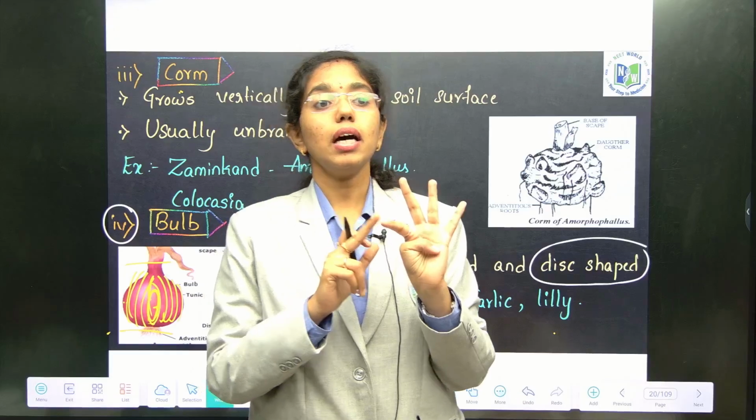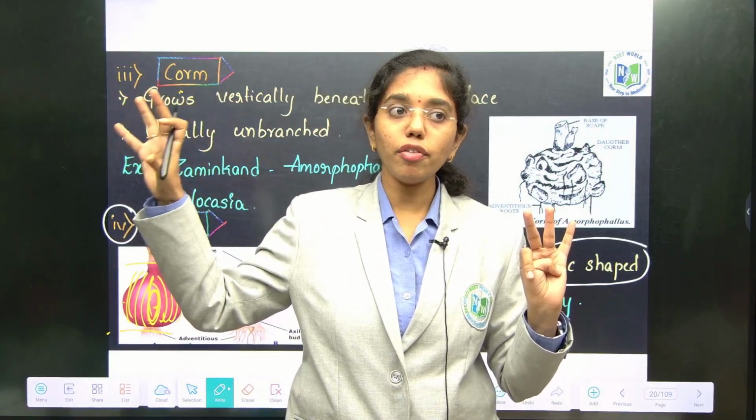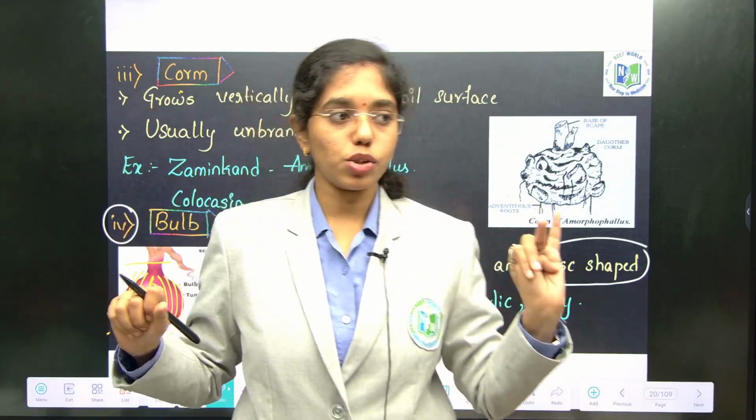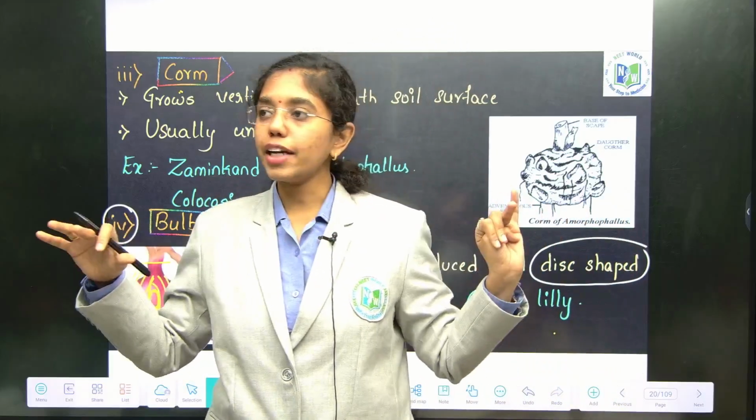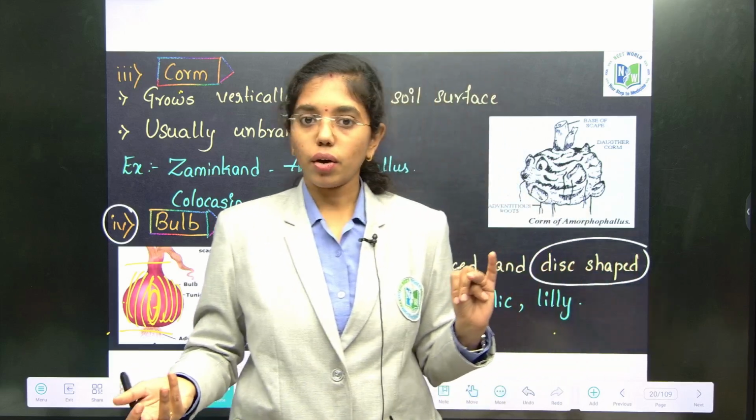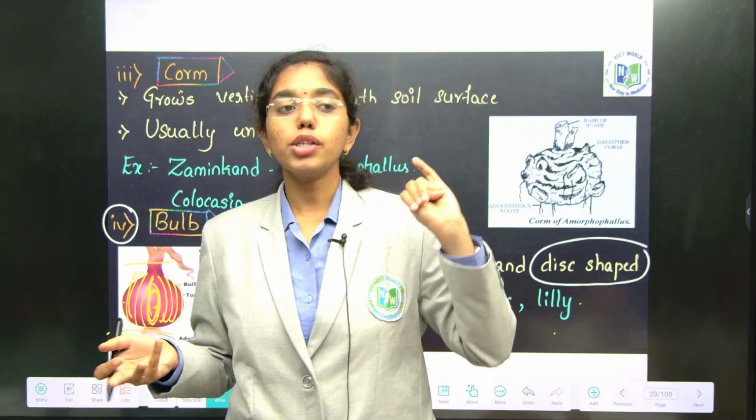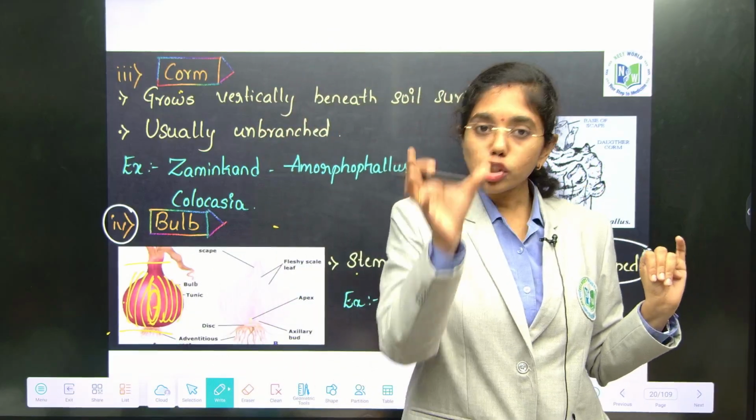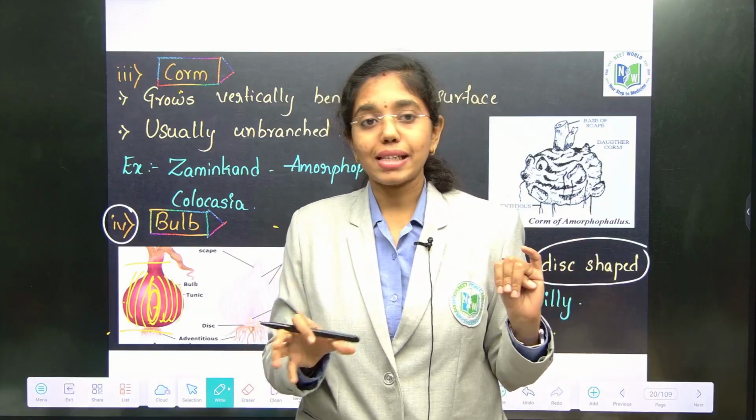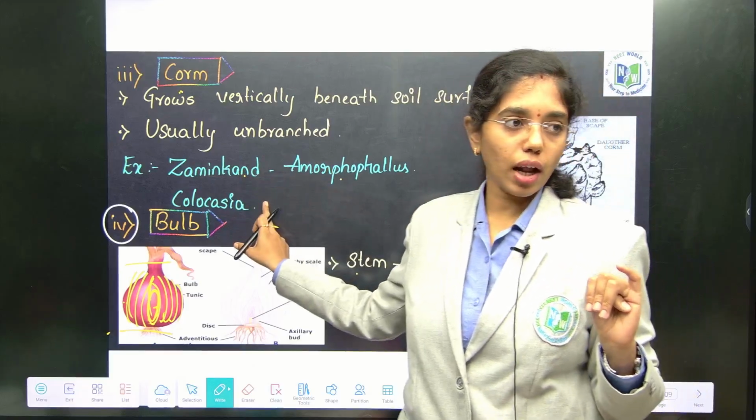Tell me, what is the stem tuber modification? Terminal part of lateral branch will get tuberous. Example is potato. Next is rhizome. Tell me what part is horizontally it grows beneath the ground. It is branched, it has nodes, internodes, scaly leaves, and it also has adventitious roots. Example is ginger and turmeric. Third is what? Corm. It grows vertically beneath the soil and it is unbranched. Example includes Zaminkand, which is Amorphophallus, and Colocasia.